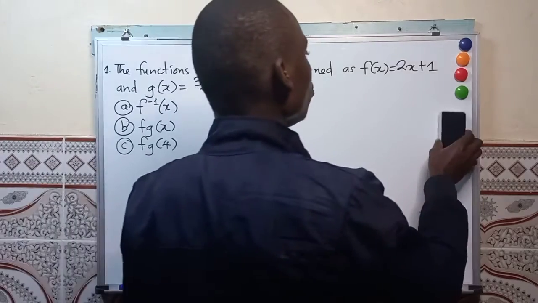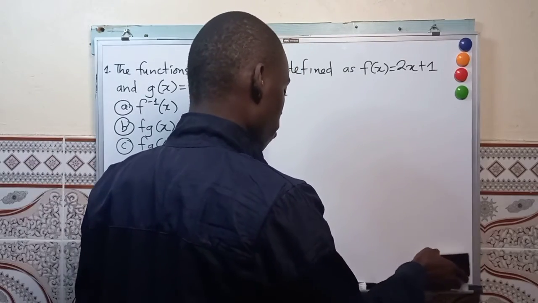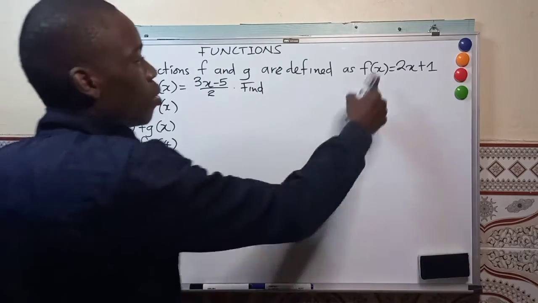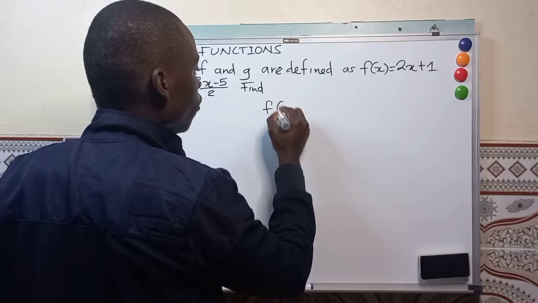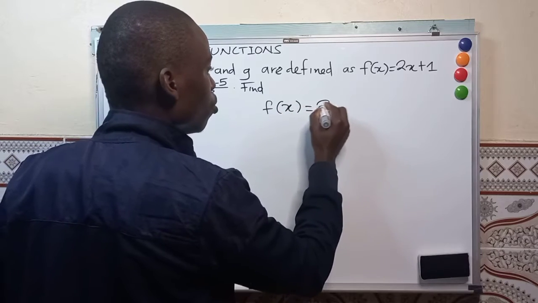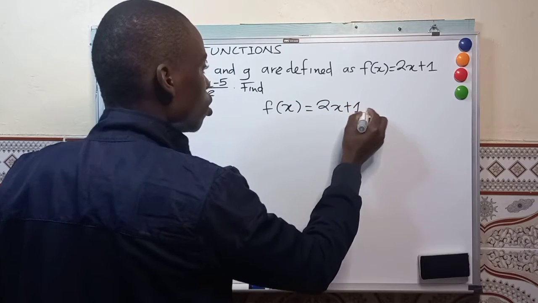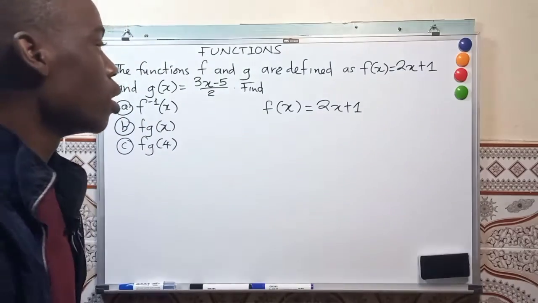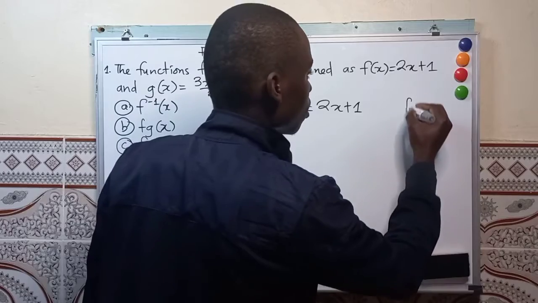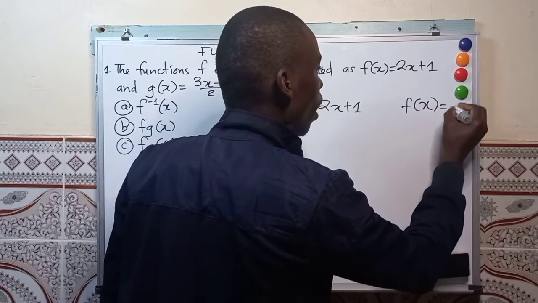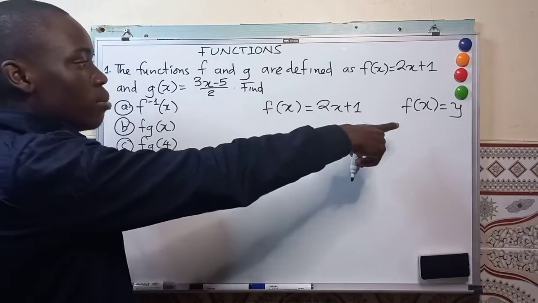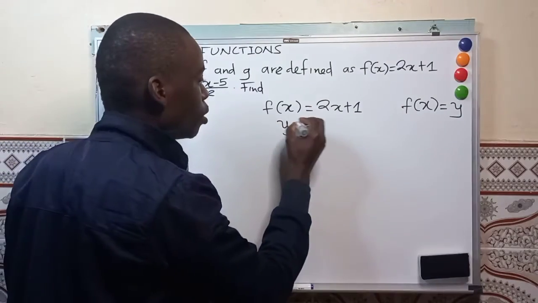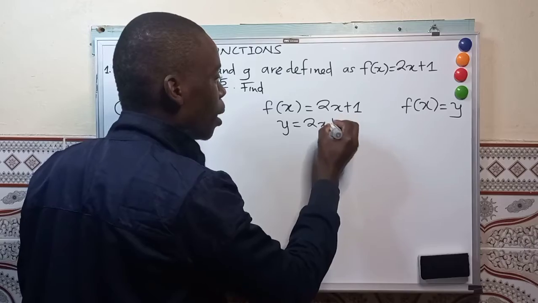So how do we find the inverse of the function? The function that we have is this one, our f of x, which is equal to 2x plus 1. You are told to find the inverse of this function. So what you do is you let your f of x be equal to y. So our f of x will be equal to y, which is equal to 2x plus 1.